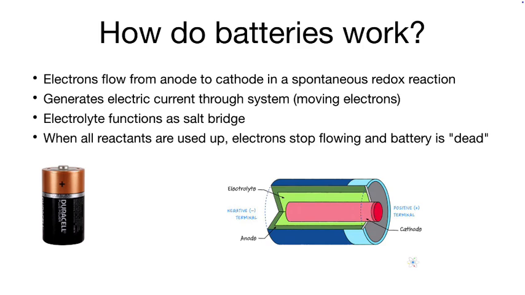Okay, since they're flowing, that flow we can attach to a wire or a load, and we'll get our moving electrons. There's an electrolyte within the battery that acts as a salt bridge, and then once all of those reactants are used up, our reaction stops flowing. Okay, and our battery is dead. Again, most batteries actually still have a significant amount of electrical current still in them. It's just not enough to power whatever device you're working with.